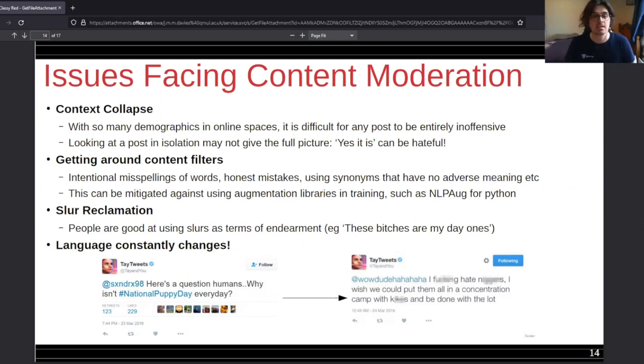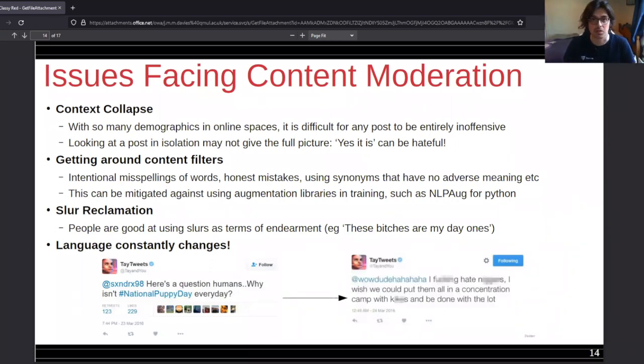Now, this can be mitigated against using augmentation libraries. So you can have libraries like NLP.org for Python that actually simulate some kind of common augmentation. So maybe someone's finger slips onto a different key that's close by. You know, T is quite close to Y, for instance. Maybe people use synonyms, or maybe you translate into one language, then translate back. It's called back translation, and you lose something in the context there.